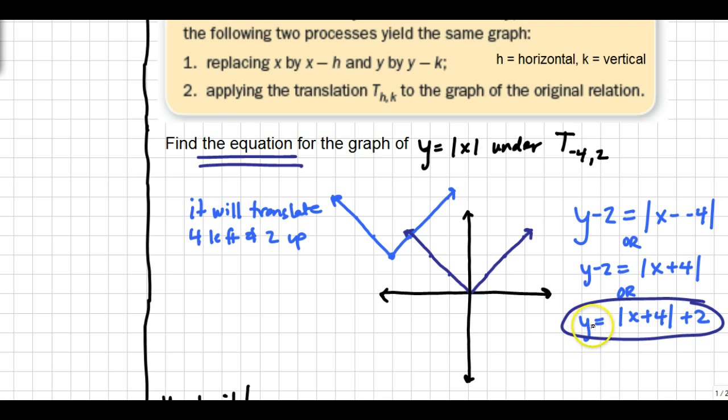So the question then is, how come it's a minus when you plug it into the equation? The equation's trying to get back to what it was originally, so if you move it to the right and down, it'll go back to what it was. That's why we're doing kind of the opposite sign for each of those numbers.